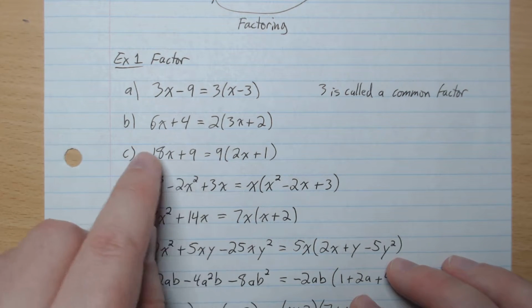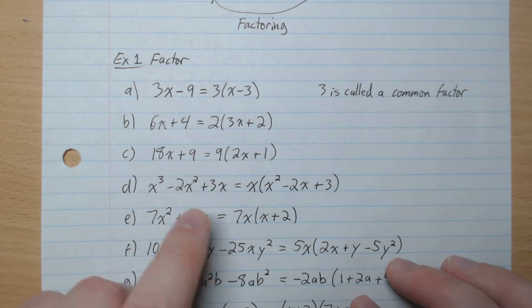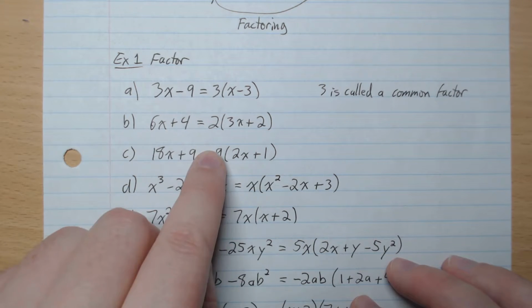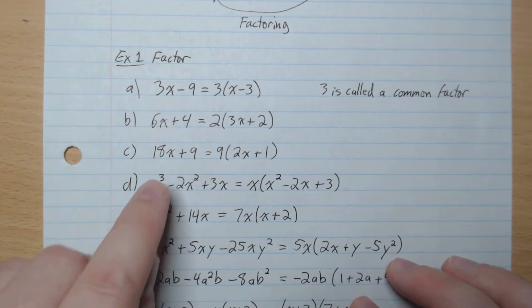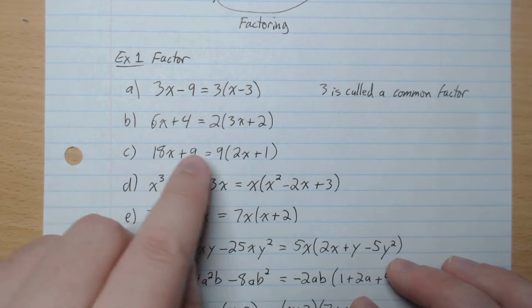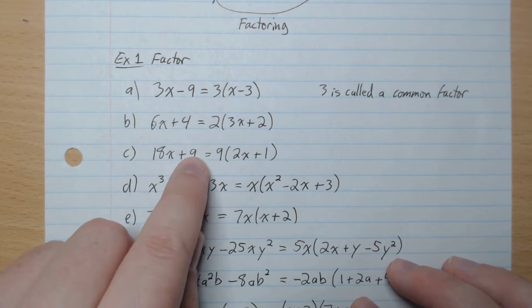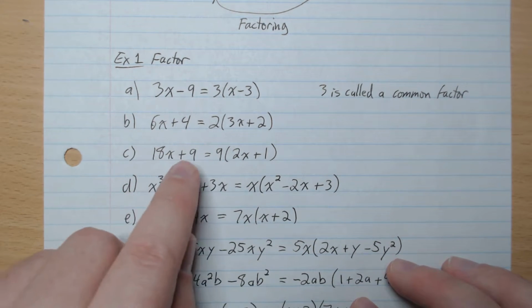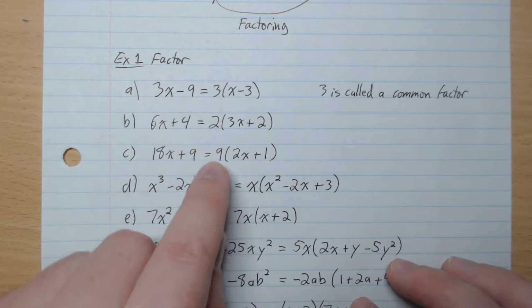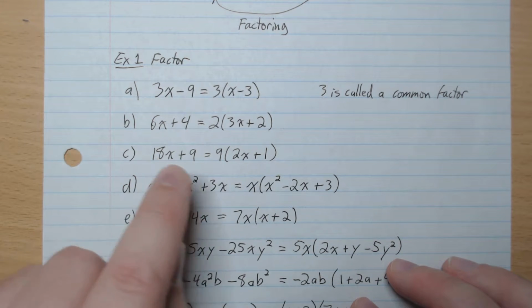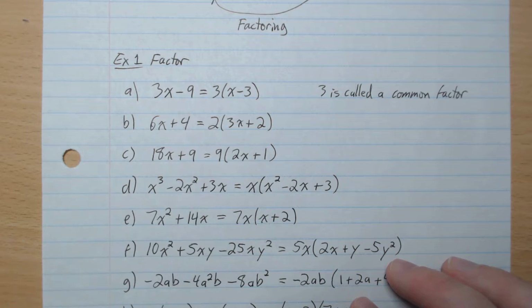C, we look at the numbers, 9 is in common. We look at the letters, nothing in common, so 9 open brackets. And say, okay, what's left? 2x, and what's left? 1. Right? So if we take out 9, then what's remaining is 1. And we check it. 9 times 2, 18. 9 times 1, 9, like that.